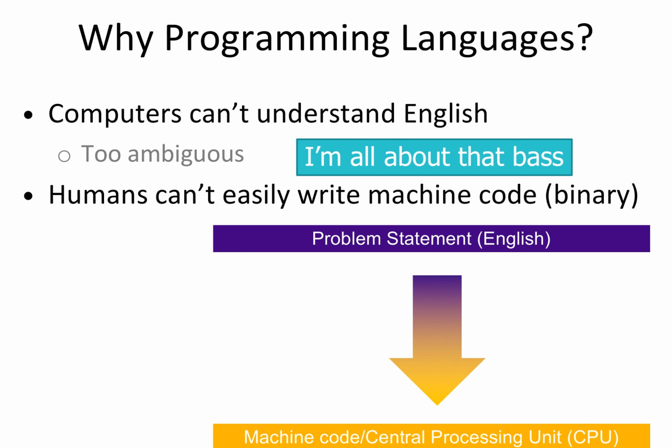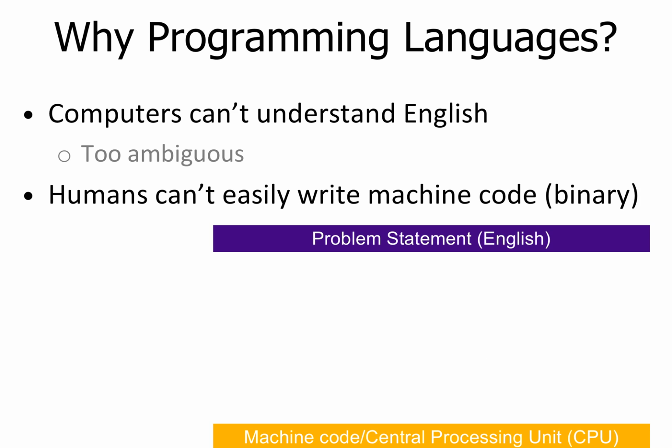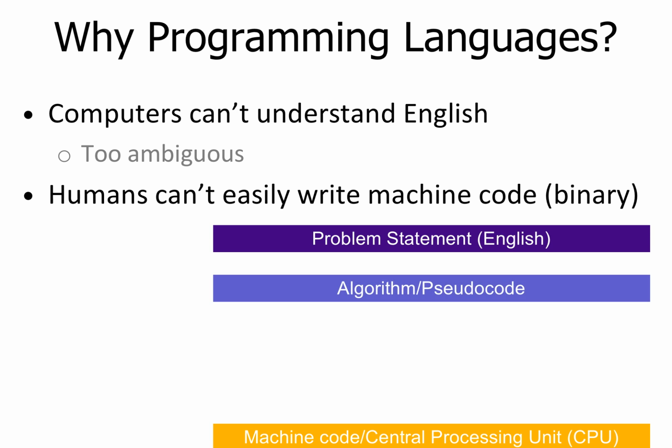So humans can't easily write binary either. And the very, very first programmers did program in binary. And gosh, it would be hard to make some of the programs we have today using just zeros and ones. I don't recommend it. So human language is too ambiguous, machine code is too tedious, so we need something in the middle. Enter programming languages.